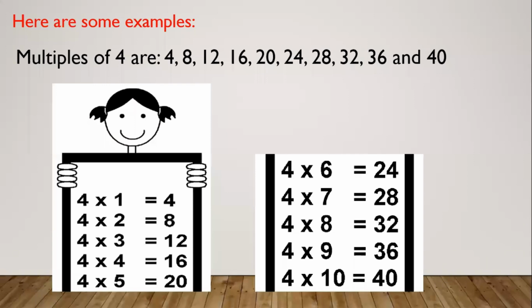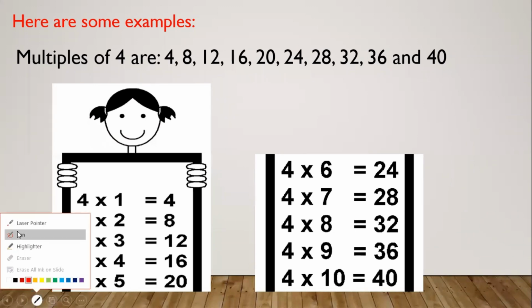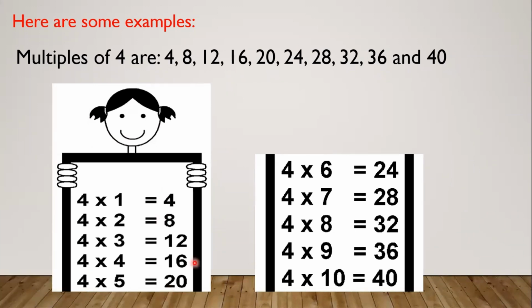4 times 2 equals 8. 4 times 3 equals 12. 4 times 4 equals 16. 4 times 5 equals 20. So the answers of this multiplication are what we call multiples. Do you understand? Yes. Okay, let's move on to the next one.